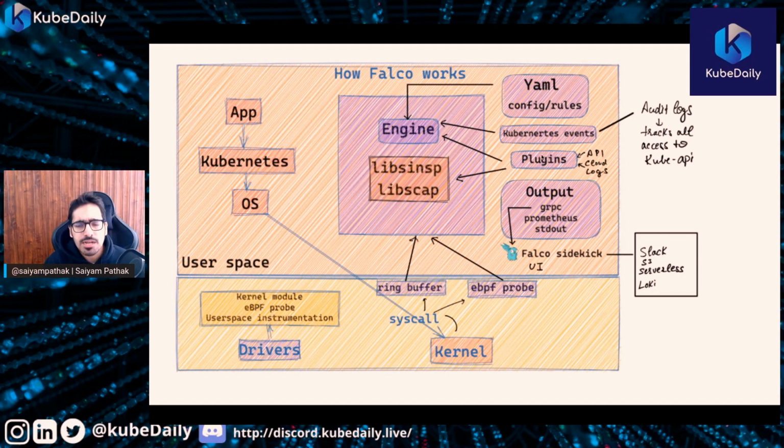There are additional plugins that let you extend or enrich the data using things like the cloud logs. You can also have the audit logs to track the Kube API server, and there are various output formats like HTTP, gRPC, Prometheus, stdout, and a very good community project out there, Falco Sidekick, lets you extend the output to even more places like Slack, S3, serverless, Loki. So it even extends that.